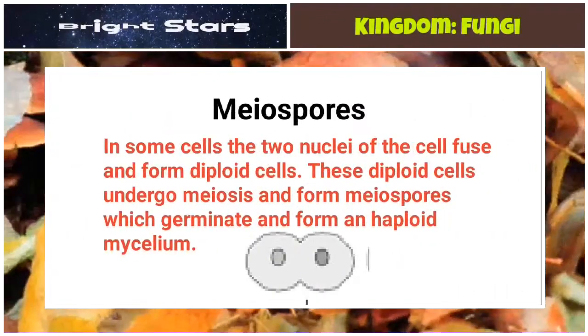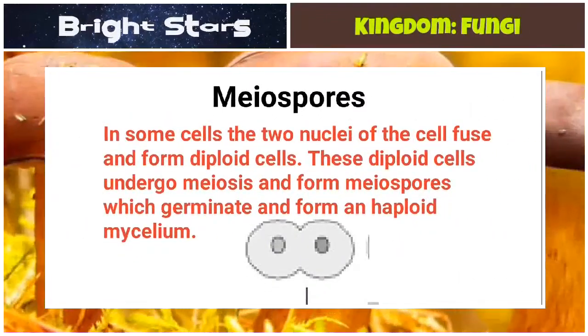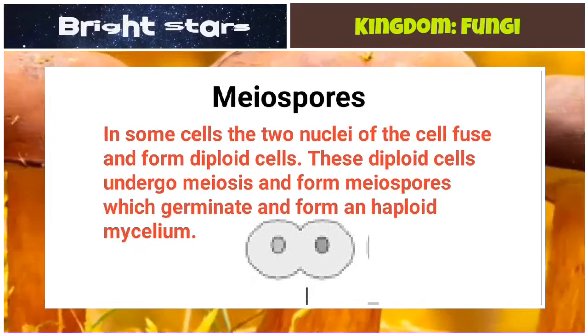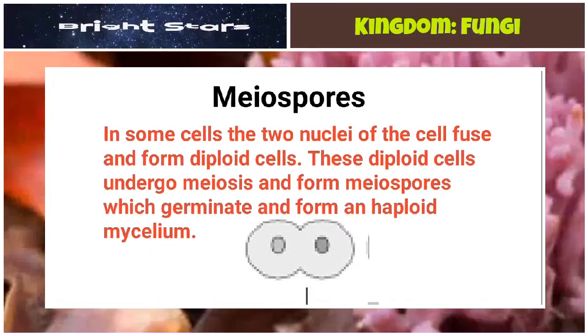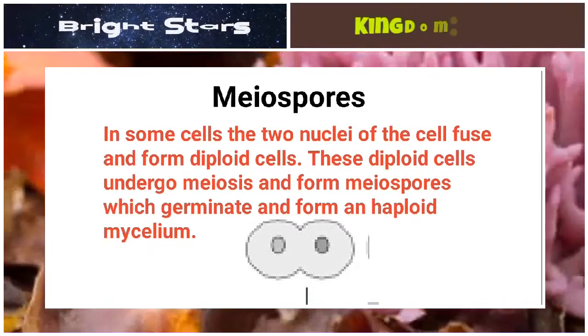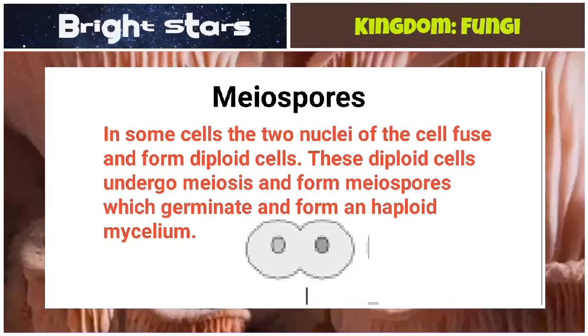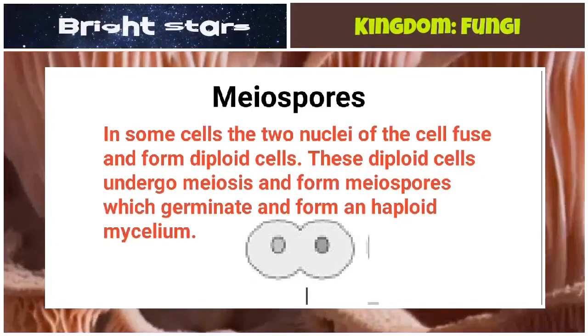So next term is meiospore formation. In some cells, the two nuclei of the cell fuse and form diploid cells. These diploid cells undergo meiosis and form meiospores, which germinate and form a haploid mycelium.